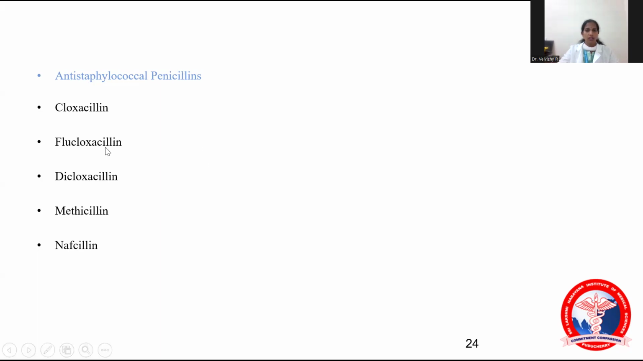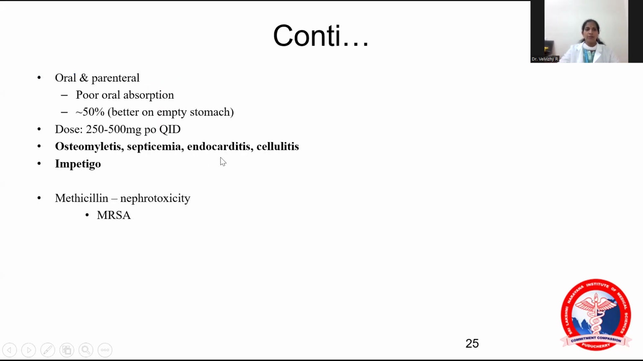Okay, we won't call that cloxacillin-resistant. If cloxacillin is resistant, we can't say cloxacillin-resistant Staphylococcus aureus. If staphylococcal species become resistant to any drug of this group, then we will call it methicillin-resistant Staphylococcus aureus. Okay, so we have oral and parenteral preparations. If you take it on an empty stomach, bioavailability will be a little better. And here also we have to take the drug every 6th hourly, QID, 4 times a day.